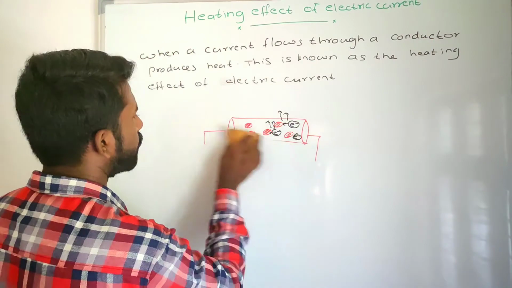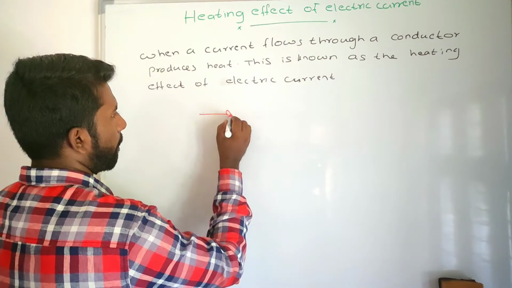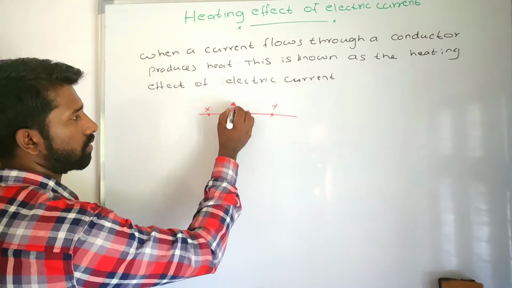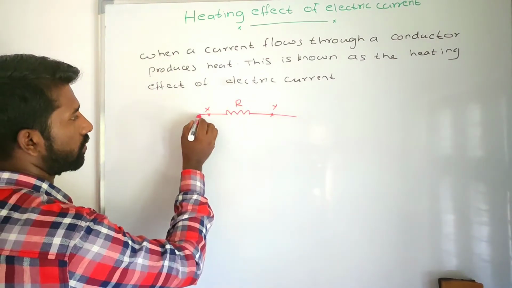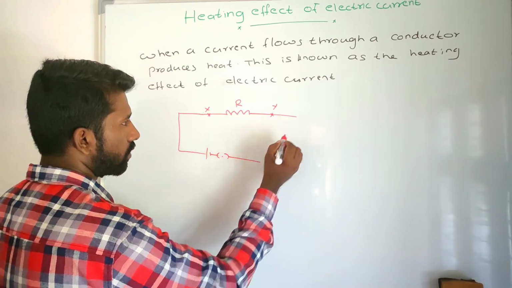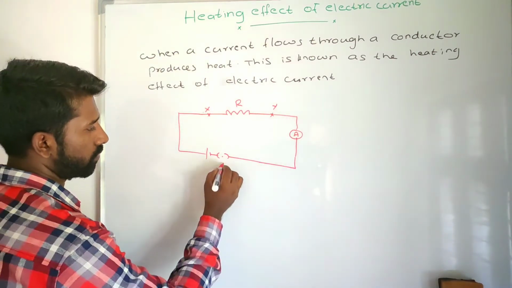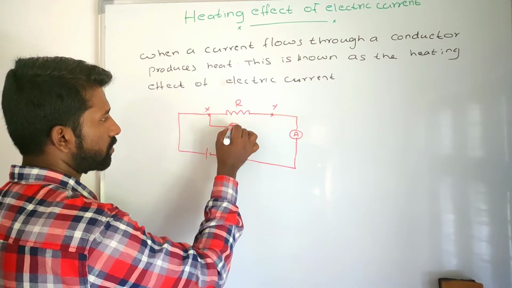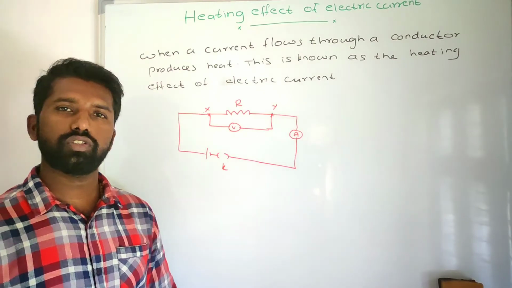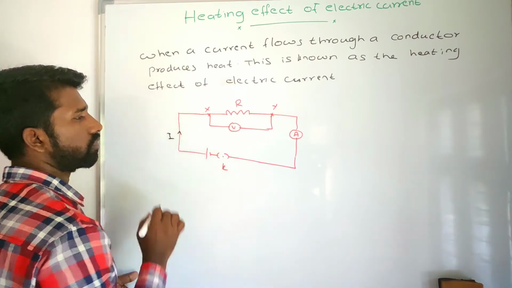For that, I'm going to take a resistor. This is the resistor. It is connected in between X and Y, and the resistance of the resistor is R. One end of the resistor is connected to the positive terminal and the other end is connected to the negative terminal through an ammeter. A voltmeter is connected in parallel across the resistor to find the potential difference. When this key closes, the current starts to flow.